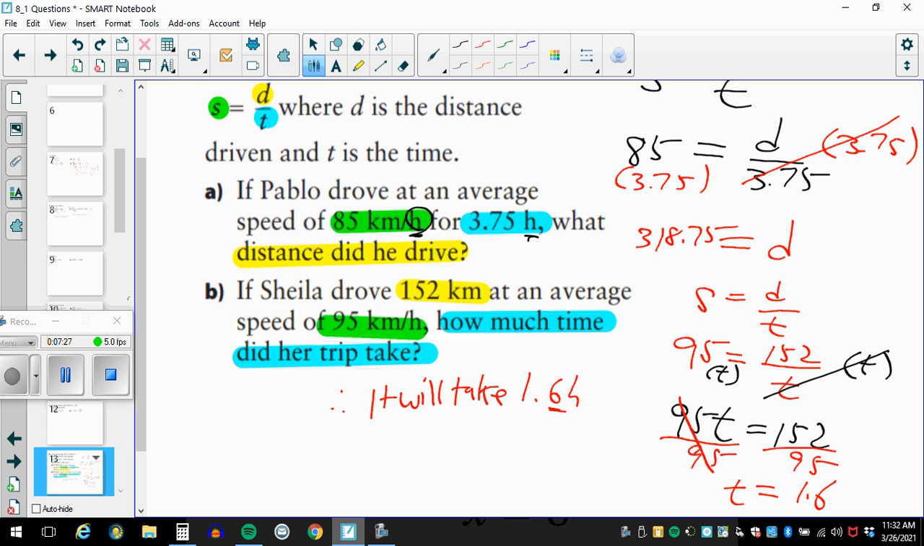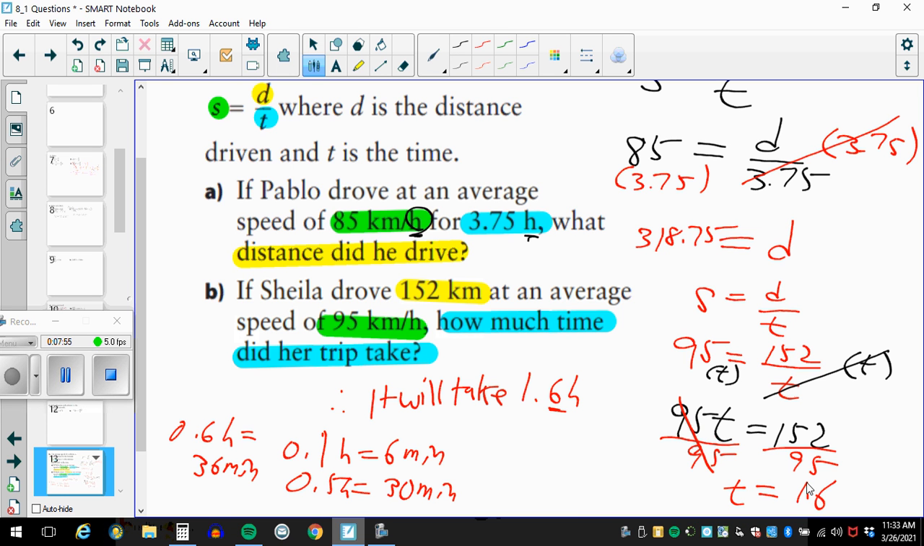Now, let's think about this for a second. 0.6 hours. Well, 0.1 hours is equal to 6 minutes, because there's 60 minutes in an hour. So 0.5 hours would be 30 minutes. And therefore 0.6 hours is equal to 36 minutes. Does that make sense to everyone? If you think about 0.5 hours, a half an hour, how many minutes is half an hour? 30. And 0.1 hour, a tenth of an hour. If an hour is 60 minutes, then a tenth of an hour would be 6 minutes. So a tenth of an hour plus a half an hour is 0.6 hours, which is equal to 36 minutes. So it would take 1 hour and 36 minutes.